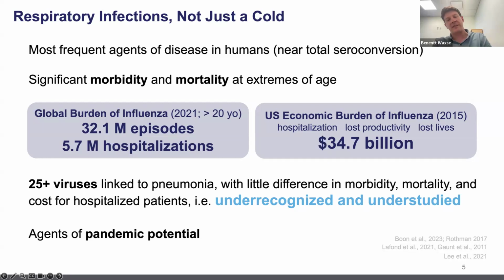And just to give you a sense of the scale of the problem, this is some information from influenza, of course, before COVID, the most studied respiratory virus. If you look at the global burden of influenza in 2021 for adults, this was 32 million episodes and nearly 6 million hospitalizations.